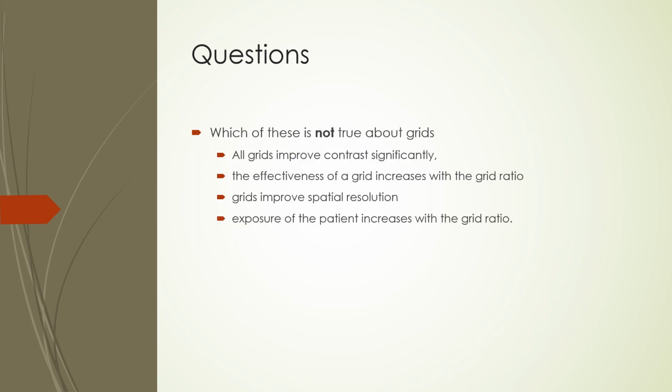Next question. Which of these is not true about grids? Your choices are: first choice, all grids improve contrast significantly; second choice, the effectiveness of a grid increases with grid ratio; third choice, grids improve spatial resolution; fourth choice, exposure of the patient increases with grid ratio. The correct choice, which is not true about grids, is that grids improve spatial resolution.